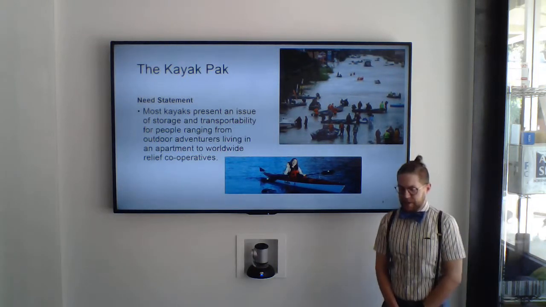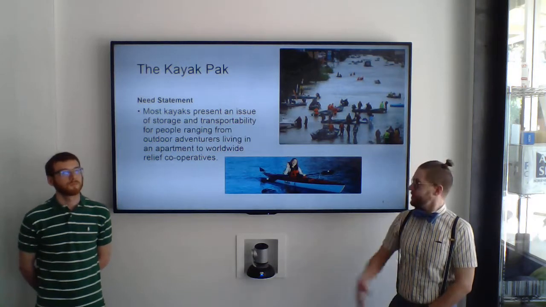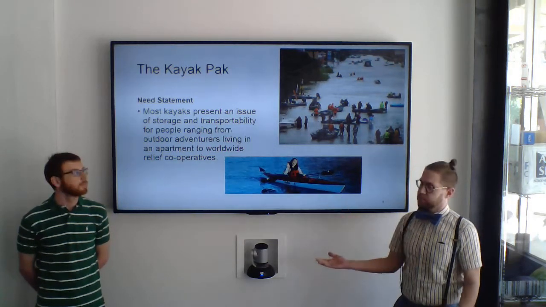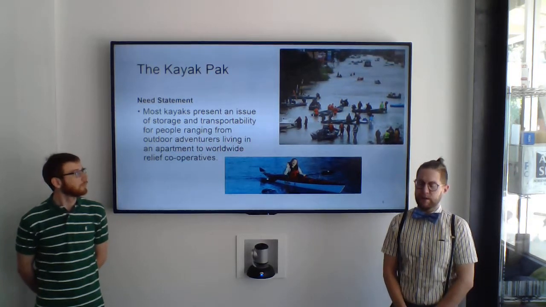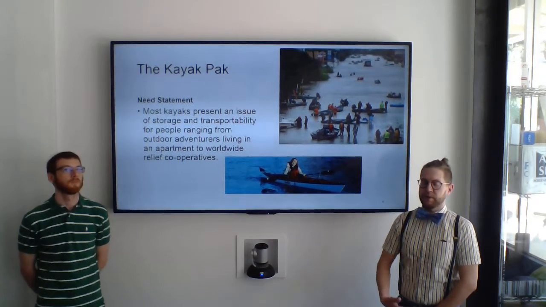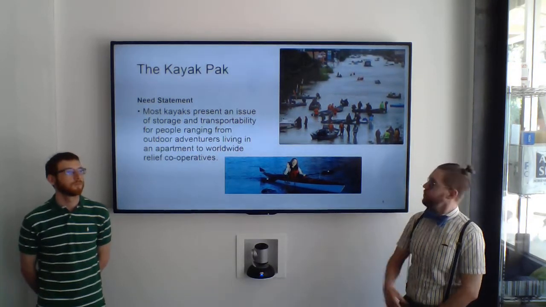So, there is a need for a better designed kayak. Kayaks nowadays are rigid, one piece, and take up a lot of room, so they're hard to store and they're not easily transported. That can cause an issue for those who are hoping to get into the sport of kayaking, and also poses an issue for relief efforts.